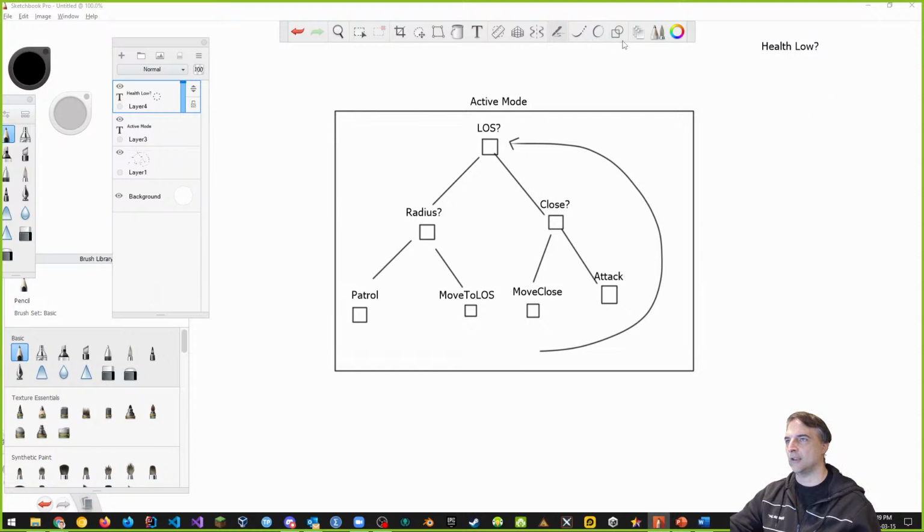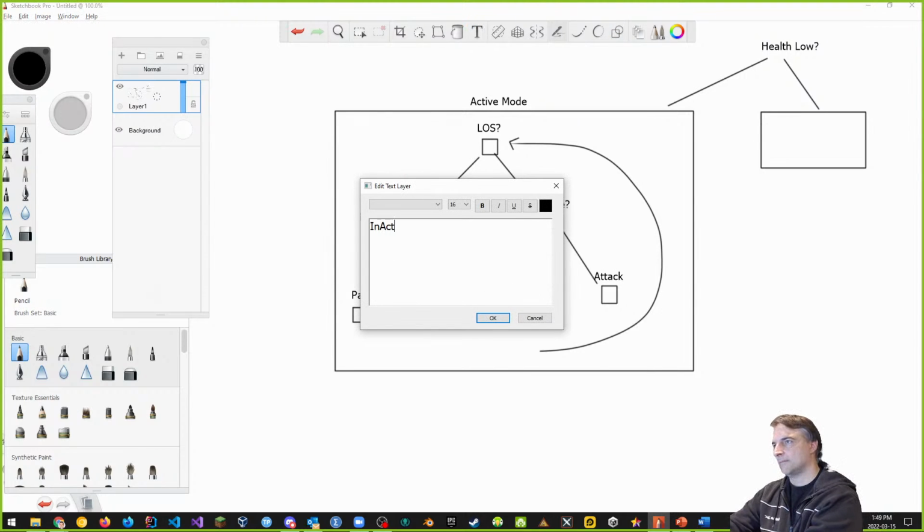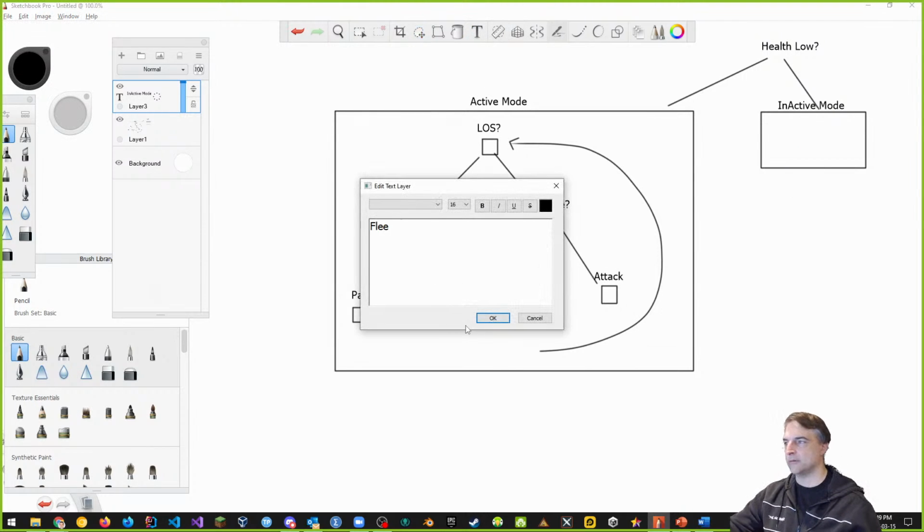If it's not, then I would do this part, because it's to the left of my question. So I would say, is health low? No. Then I'd be in active mode. Is health low? Yes. Then I would be in inactive mode, and inside of inactive mode, I would take the flee action. That's all I would do.